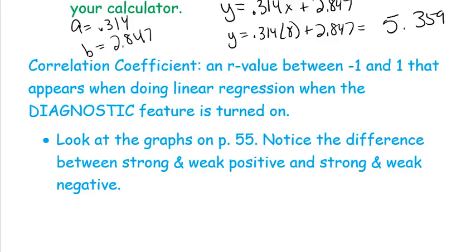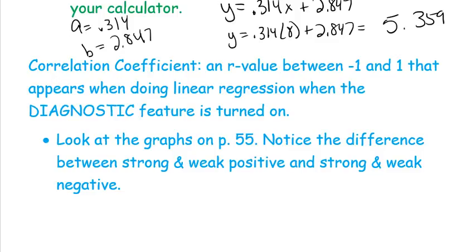Okay, now I want you to look at the graphs on page 55 because they're kind of hard for me to draw on here. It gives you examples of correlations that are strong and weak, positive and negative. Positive correlations go uphill, negative correlations go downhill. If it has no correlation, which may happen, they're just kind of all over the place. But the closer they are to the line, the higher the R value is toward 1 or -1. And the farther they are off the line, you have a lower R value.